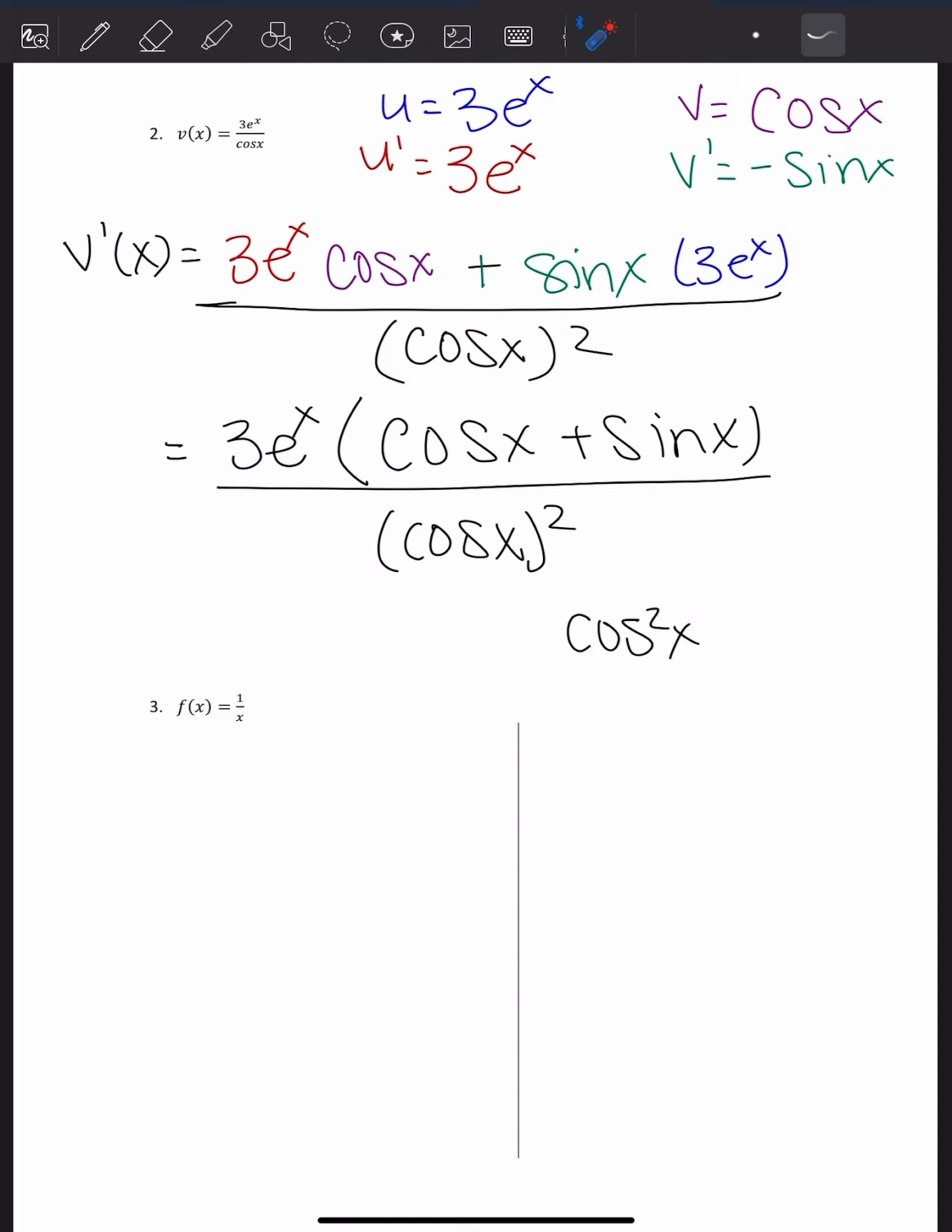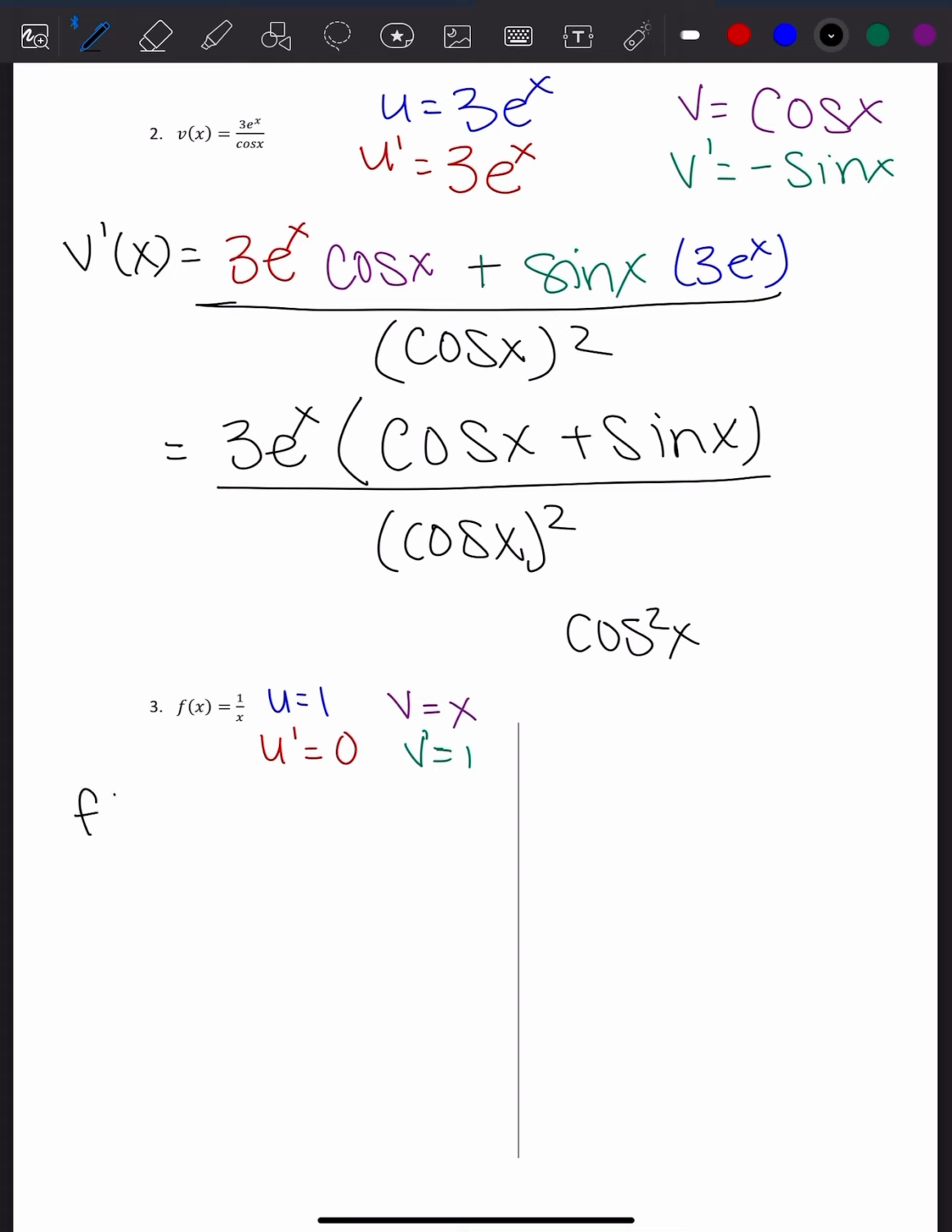Okay, this last one. We've been working on quotient rule, so we're going to look at it with quotient rule, and then we'll look at it how we've been doing it. So with quotient rule, the top is u, so u is equal to 1. v is equal to x. The derivative of 1, it's a constant number, so it is 0. The derivative of 1x to the first is 1.